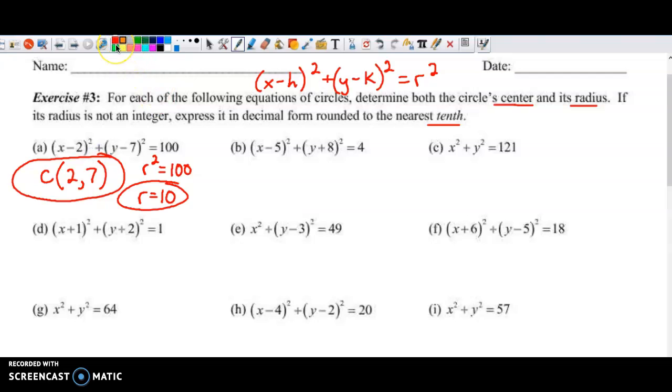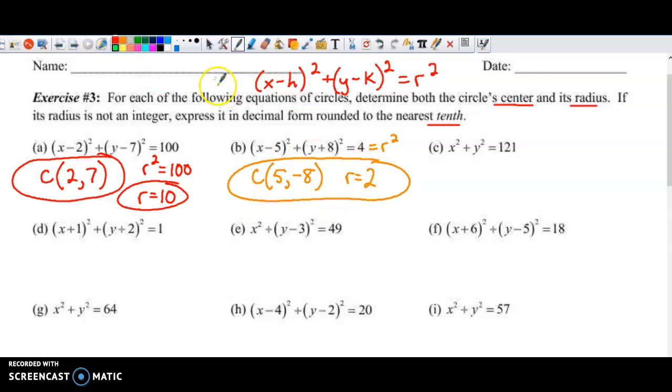And you might want to hit pause on the video and just practice a few of these on your own. So the center here is 5. It's the negative of that, so -8. And the r value is the square root of 4, because remember that equals r squared, so the radius is 2 on that one.